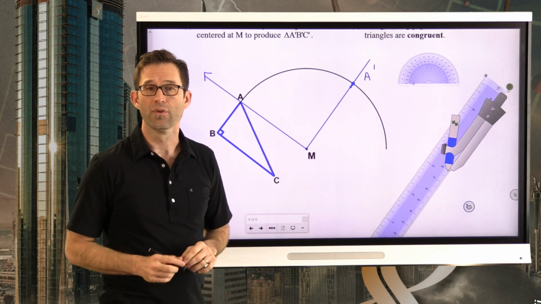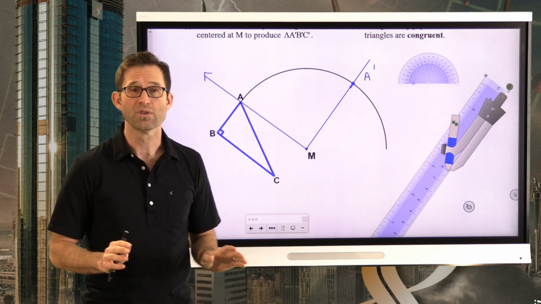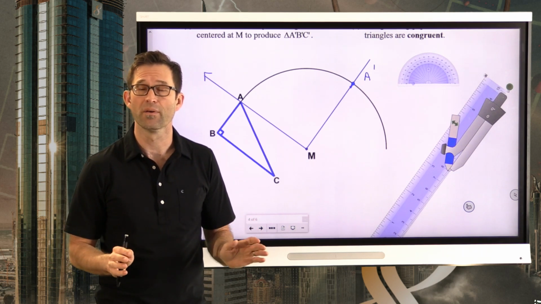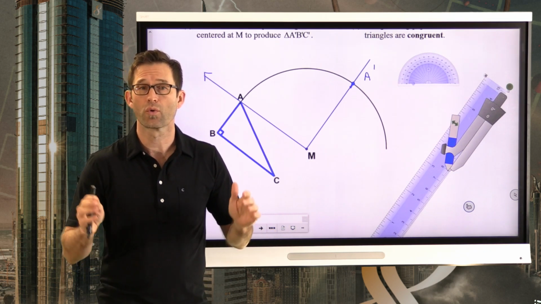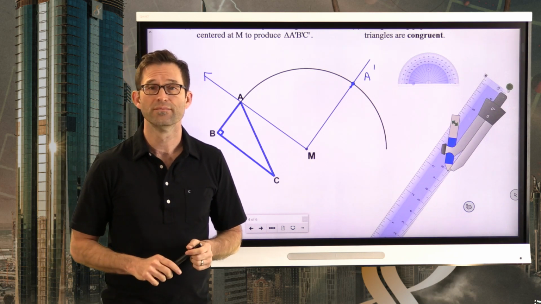What I'd like you to now do is do the same for points B and C. It's going to take you a little while. Once you've got B' and C', connect them all with straight line segments to create the image of triangle ABC. Go ahead and do that now.